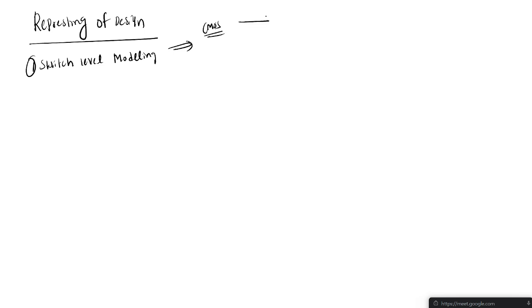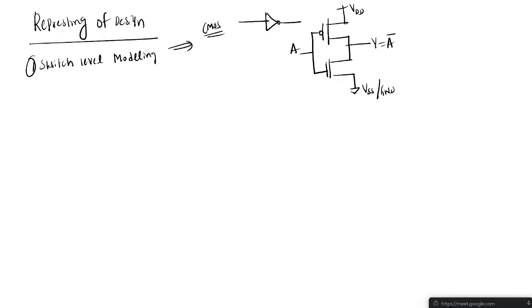Suppose an inverter is there. How will we design the inverter using CMOS? You have a PMOS and an NMOS, both connected like this. You give input A, this is VDD, and this is the supply voltage VSS or ground. You take the output Y, which is A bar. So low level modeling is nothing but switch level modeling. Do you understand? Transistor level is nothing but switch level modeling.